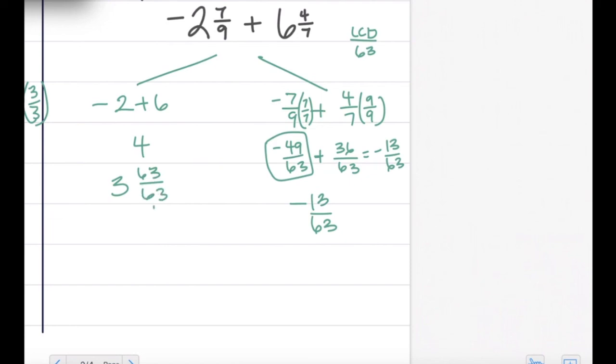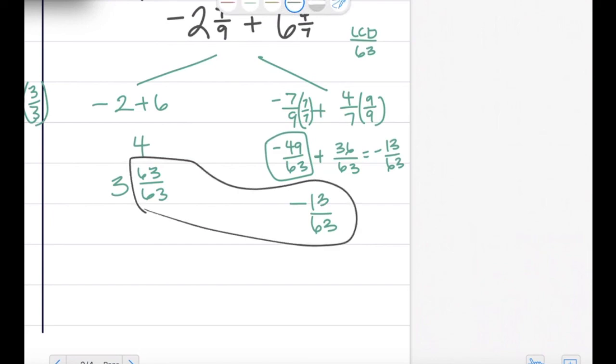This part has a value of 1. But I want you to notice now we've got a fraction that we can subtract from. So now what we can do is 63 over 63 minus 13 over 63. So we've still got the whole number of 3, and then 63 minus 13 is 50, and 63 is our denominator. And now we're done.